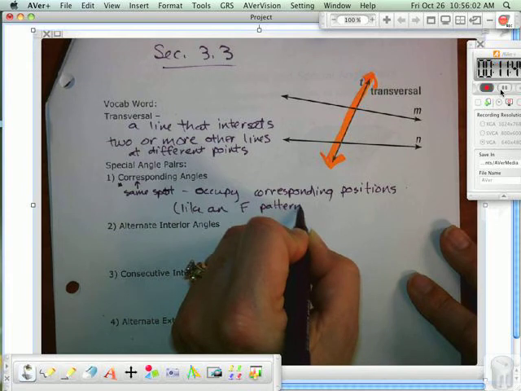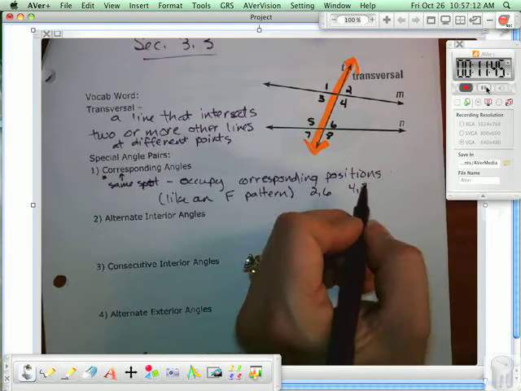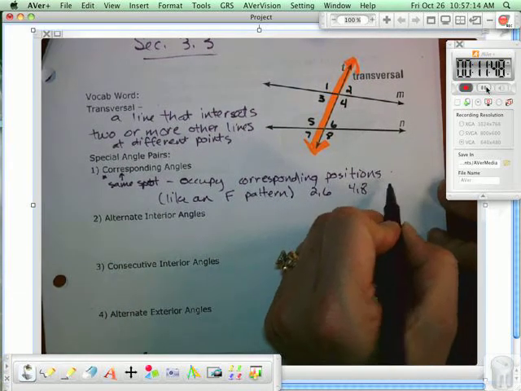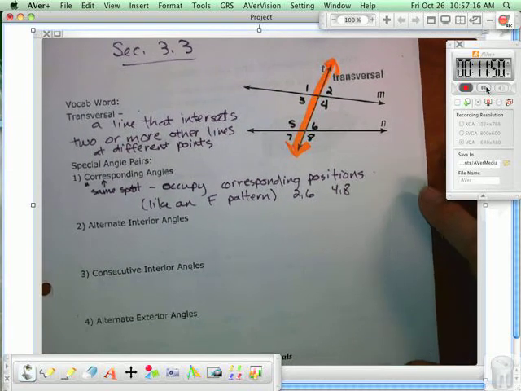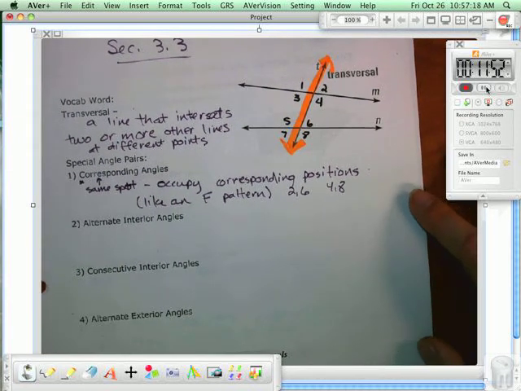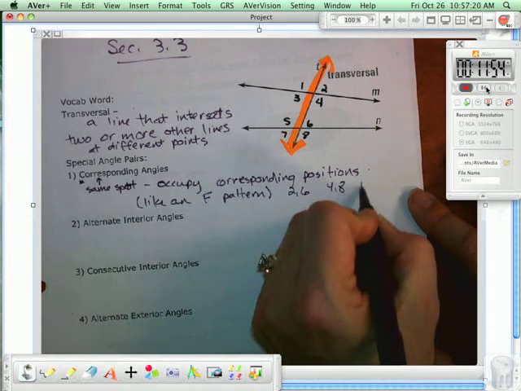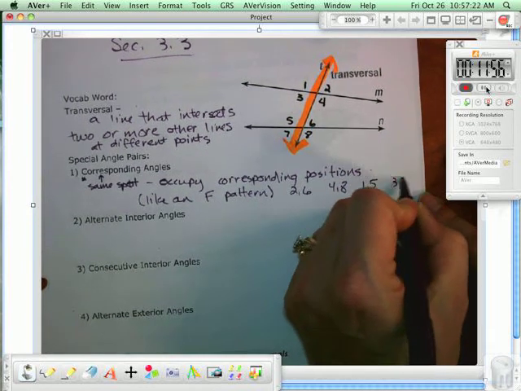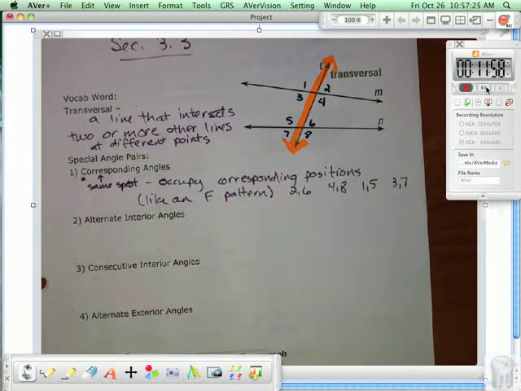What else do you see that are corresponding angles? 1 and 5 and 3 and 7. Those are all corresponding angles. They're in the same position compared to the transversal.